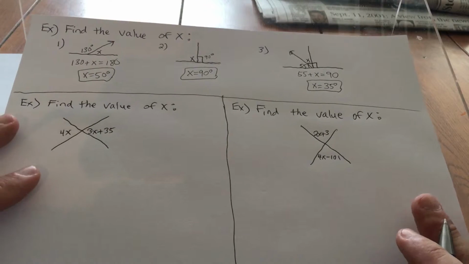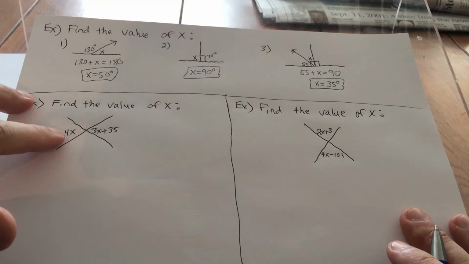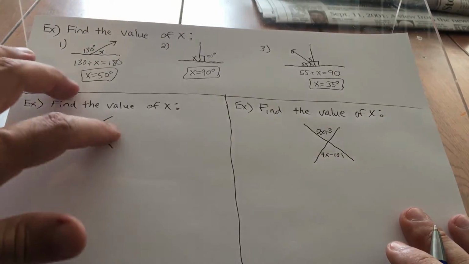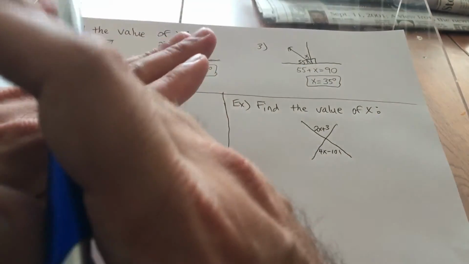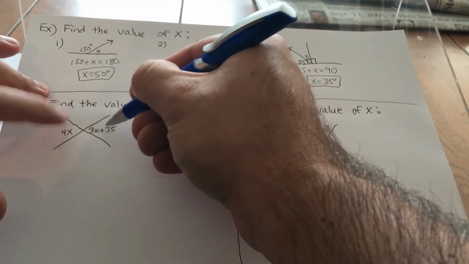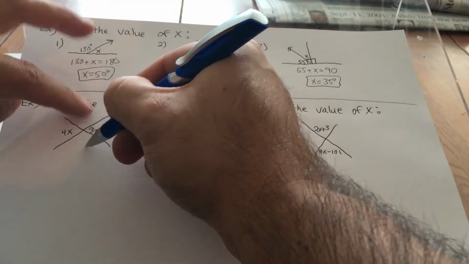Those are pretty straightforward. Let's look at the bottom two here where we make use of the fact that vertical angles are congruent. If you remember from a previous video, we said that vertical angles are congruent. That means when you see that little crisscross, we know that the angles across from each other are congruent. These are congruent, these are congruent.